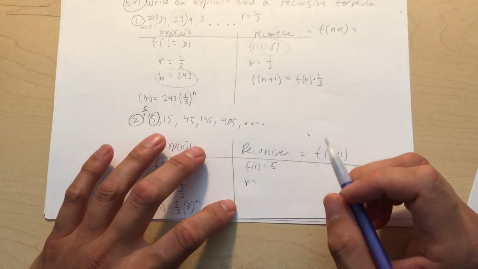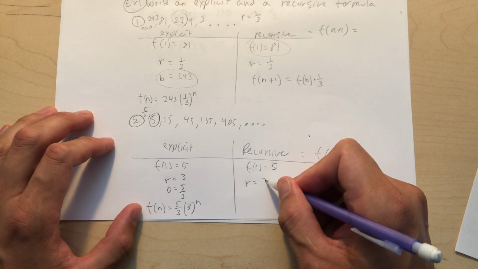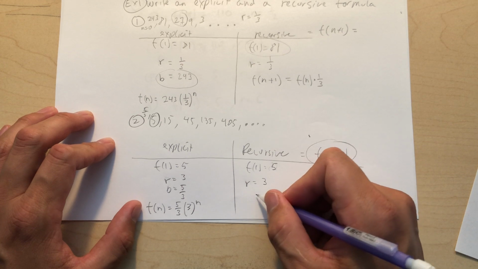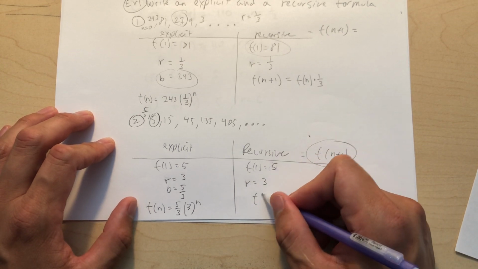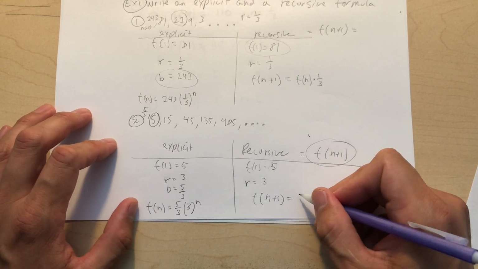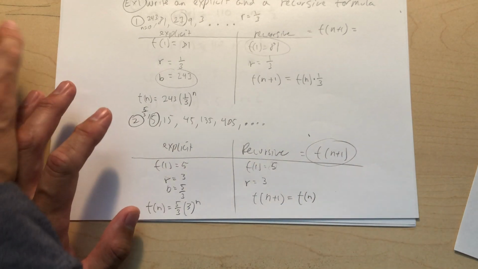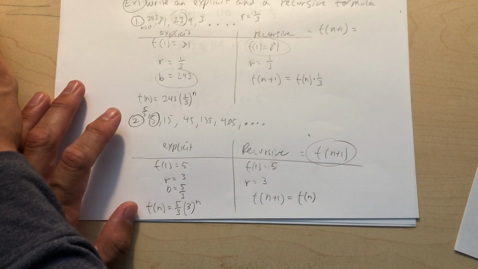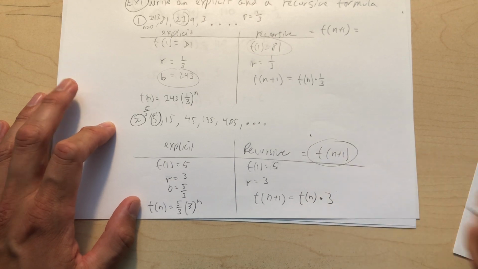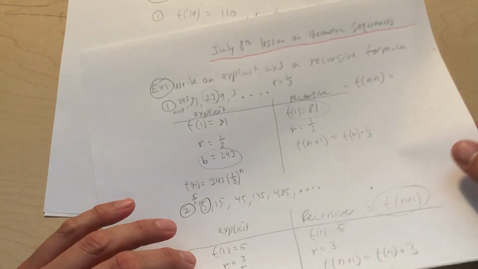And for our recursive, again, just focus on the multiplier, which is 3. Then write this down: t of n plus 1 is equal to t of n, whatever number we're looking for after, so the after number, and then just multiply by 3. Like that. All right, let's move on to the next one.